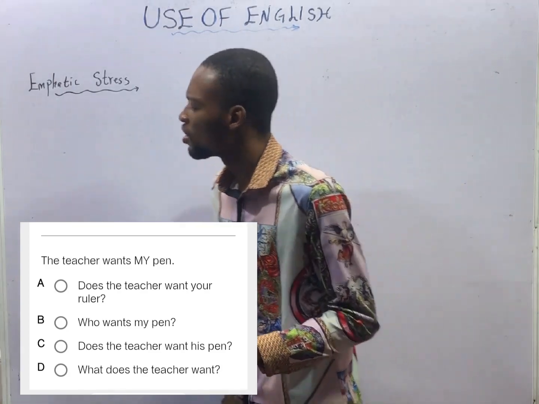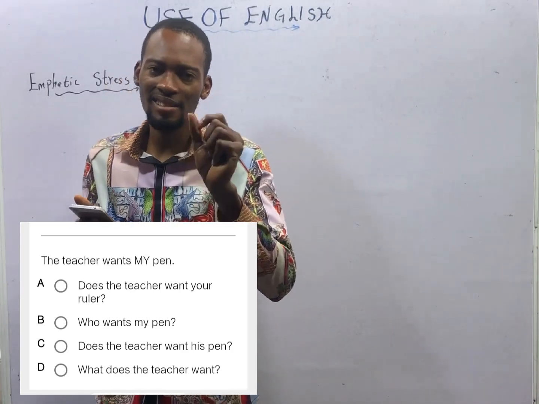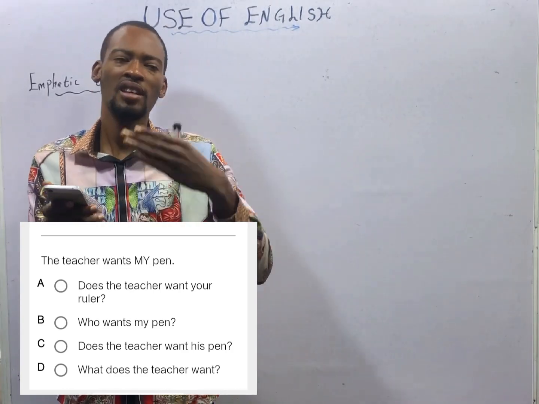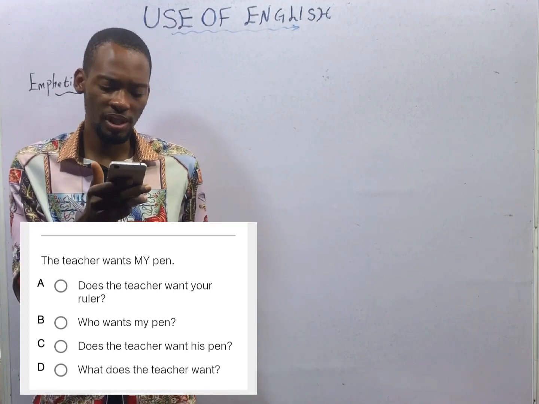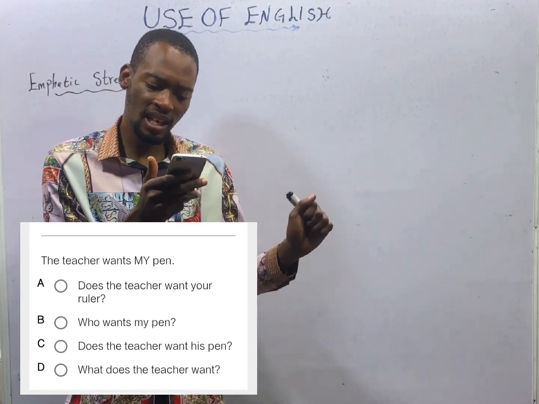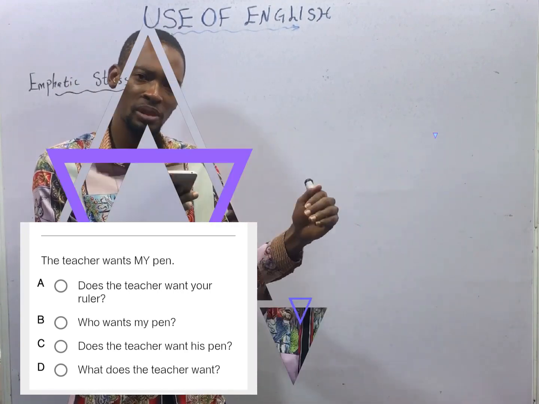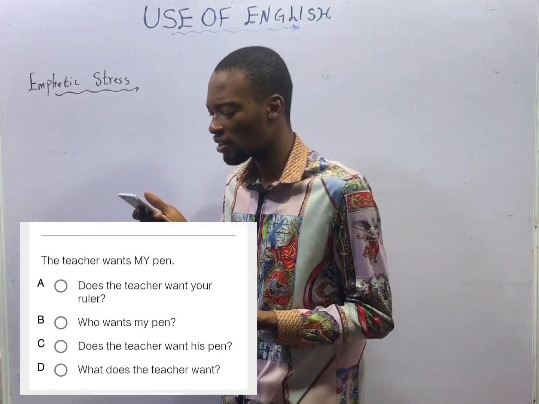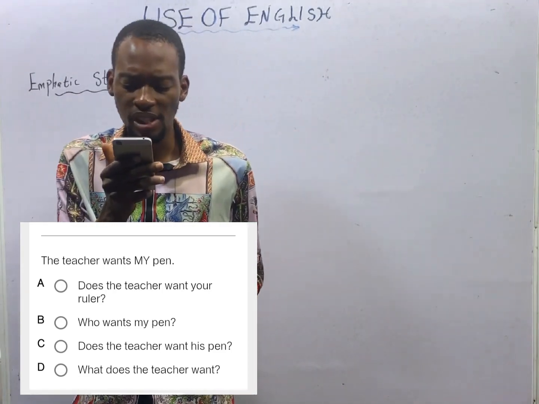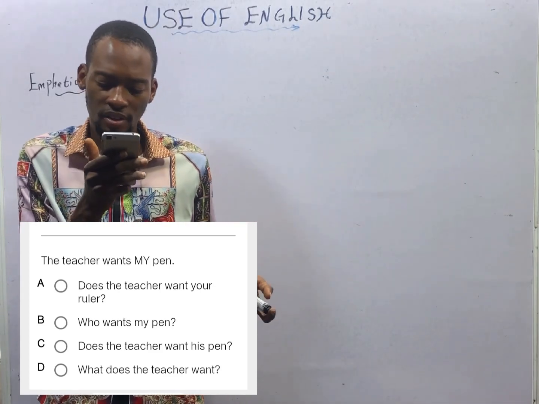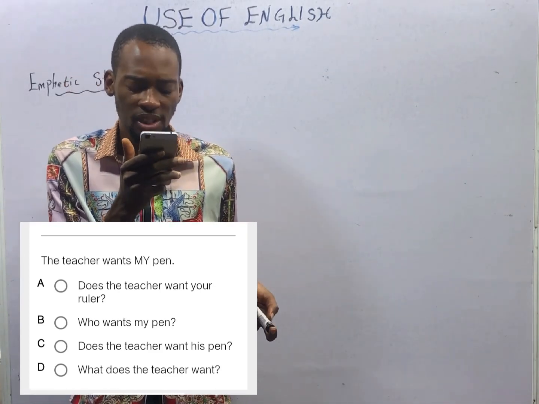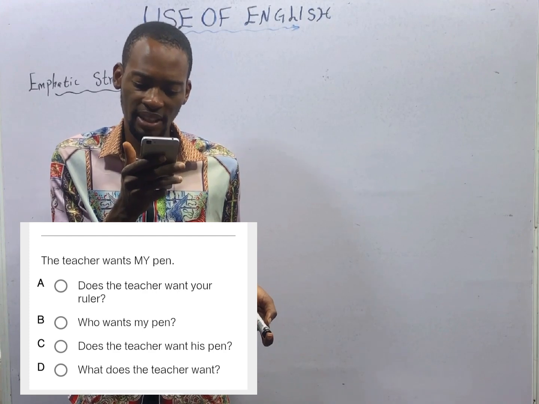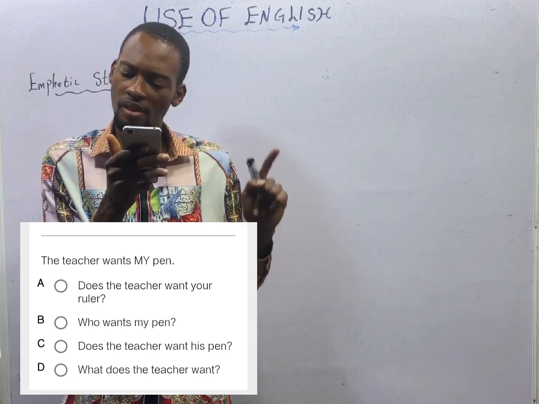In emphatic stress, only the word emphasized has the right to change in the option. Any word that is not emphasized should not change. Pen should remain. Teacher should remain. Want should remain. Option A, pen changed to ruler. So that is wrong. Option B, my remains, makes it wrong. Option C, does the teacher want his pen? Mine changed to his. Correct.